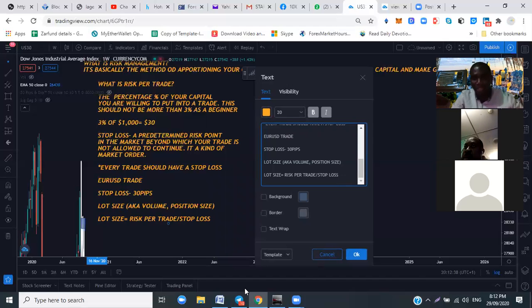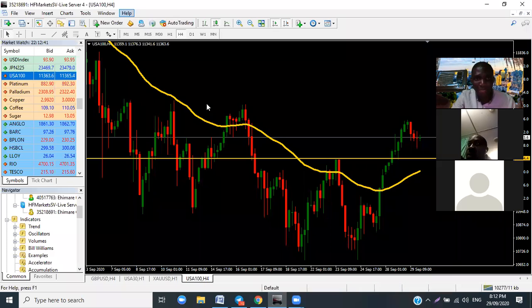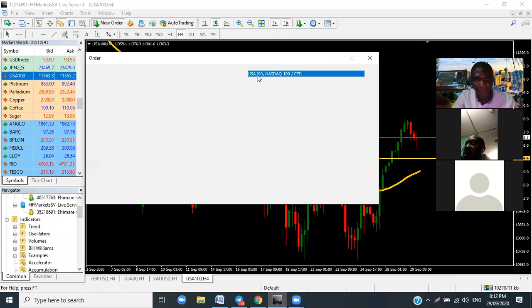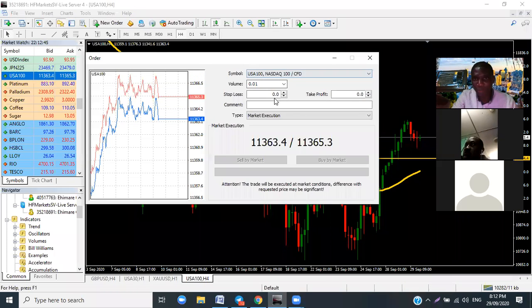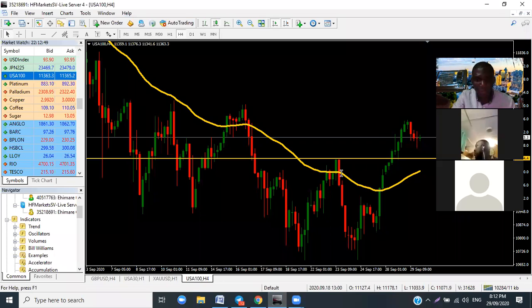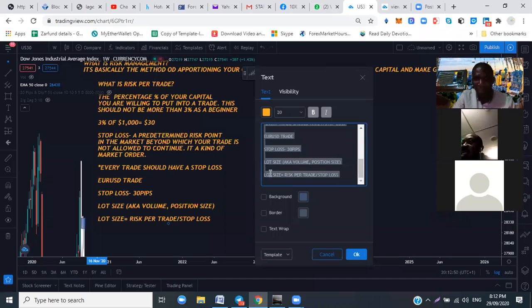That is the lot size you are going to input in this place. It says volume. That's the lot size you're going to put here. Then you put your stop loss here. All right? So now, how do we do that? Let's look at this. We have lot size equals risk per trade over stop loss.